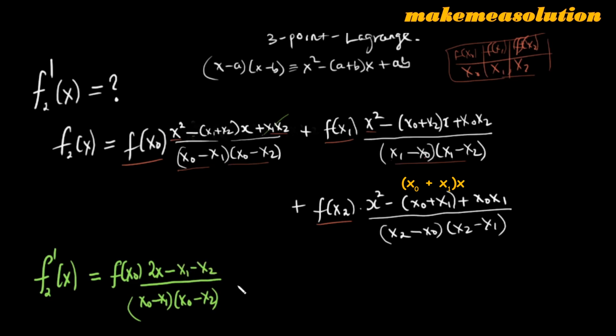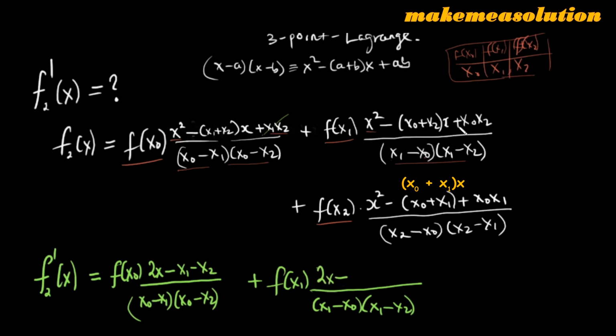Is that okay? Then if you repeat this step in the other terms, you have plus f of x1 is a constant, then the denominator remains as it is. They are also constants. Then you now have x1 minus x2. So if you differentiate the numerator, you're going to have 2x minus.